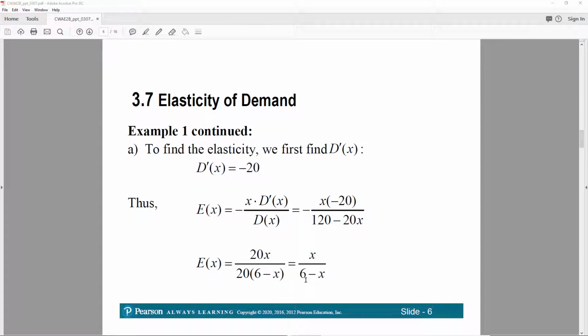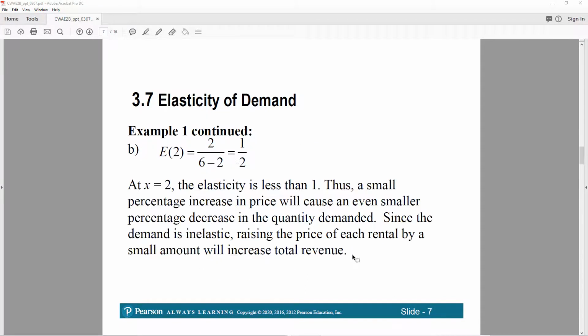So to find the elasticity, we have to find the first derivative. In this case, the first derivative is 20. And there's our demand function there. So our elasticity of demand function simplifies to x over 6 minus x. Then evaluate it for 2.